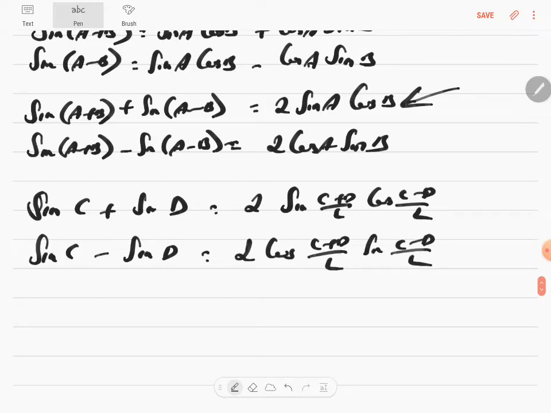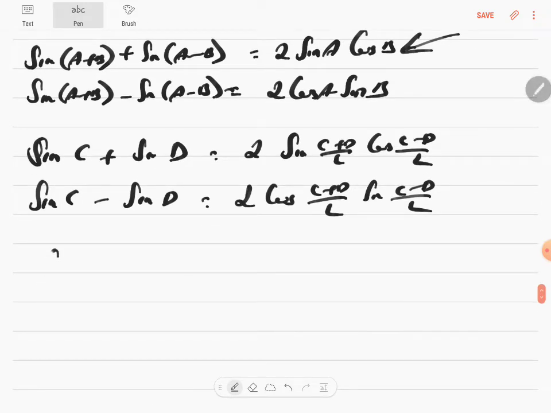So next is cos A plus B. Let us write what is cos A plus B. It is cos A cos B minus sin A sin B.